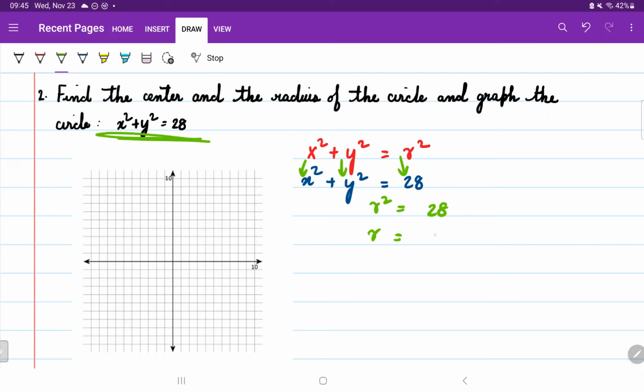So r is root 28, which is, let me get my calculator here.